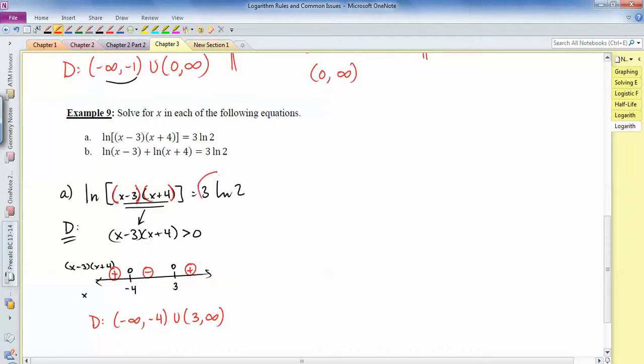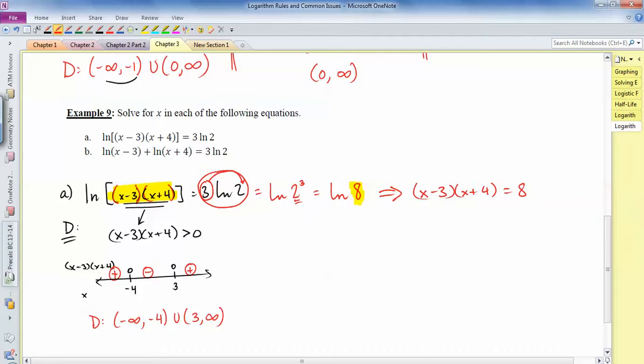Now, if you look over on this side, 3 ln of 2, I can turn that into ln of 2 cubed, where it's sort of the reverse of the rule we've used a lot, where I bring the power up. And I'm allowed to do that because I know 2 is positive. So this is going to be ln of 8. So now what you've got is ln of this thing equals ln of 8. So that really means that the insides have to be the same. So (x minus 3)(x plus 4) has to equal 8.